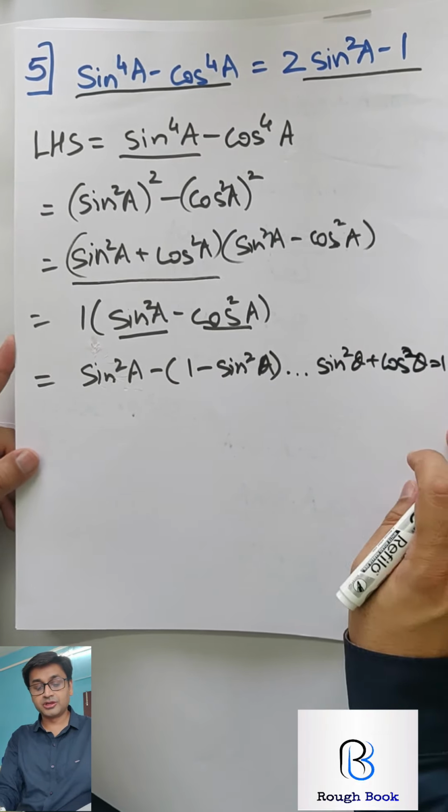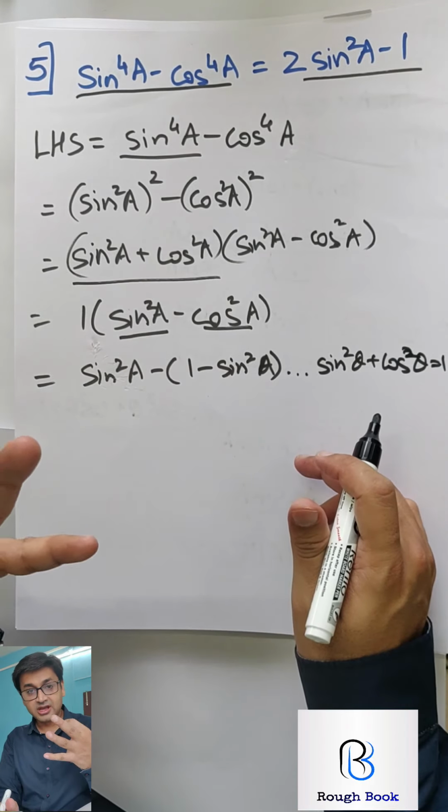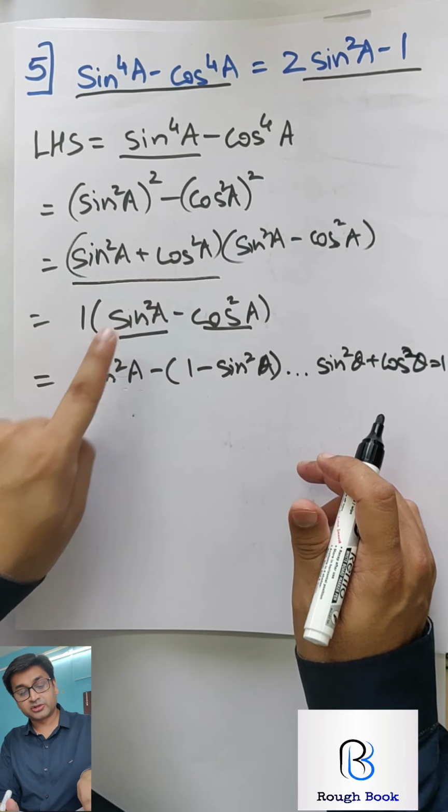See, as I told you, you can use this in 3 different methods. One method, sine square plus cos square is 1.